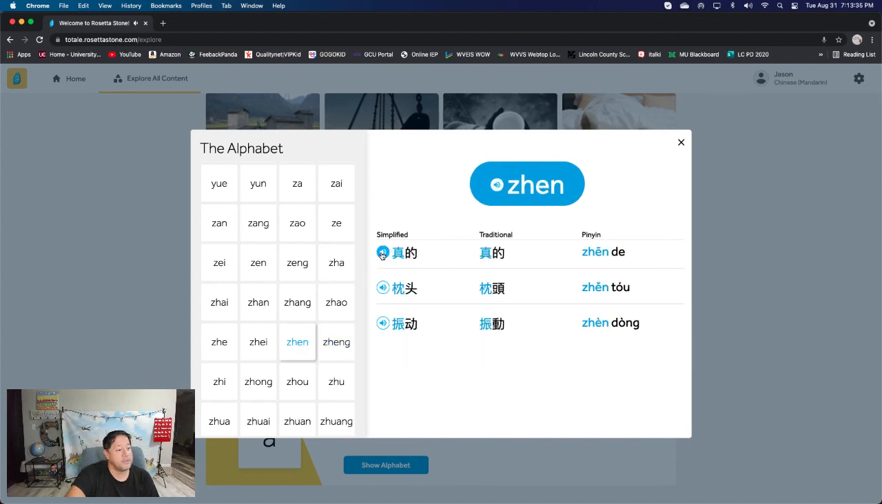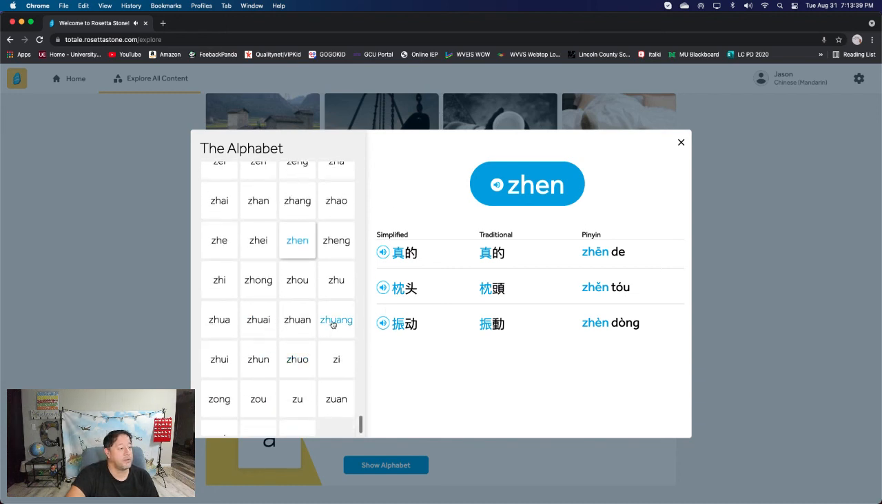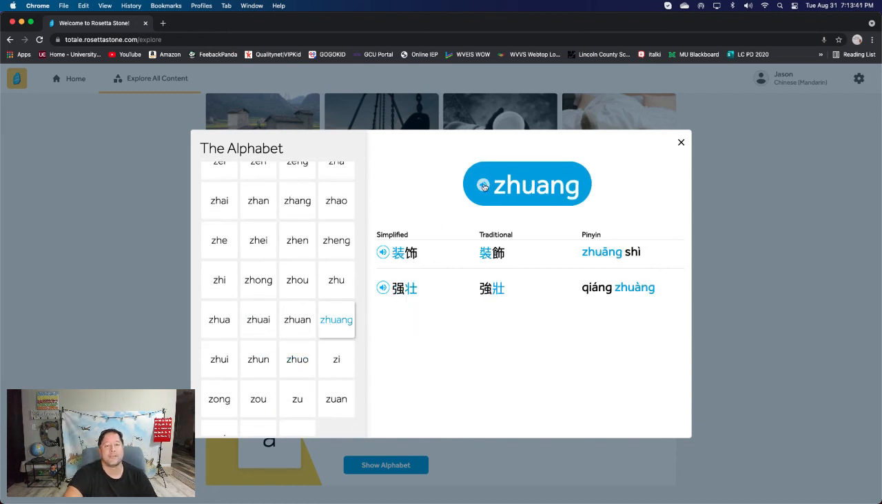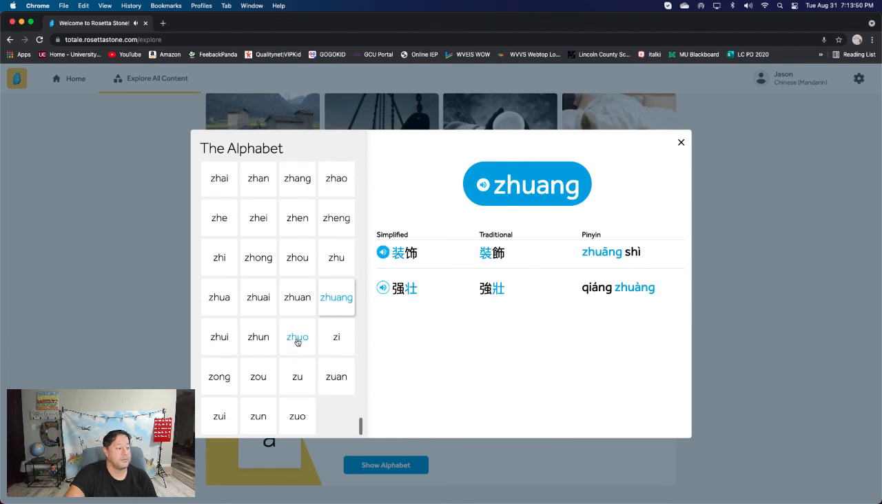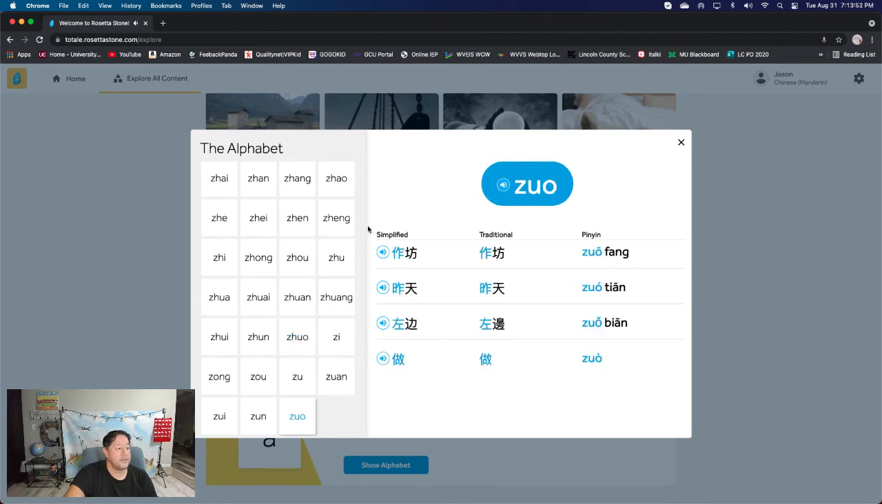真 Jen, 真的 Zhenda, 震动 Zhendong. Let's try this one. That's like a hard. 装 Oh, that's not bad. Zhong, 装饰 Zhong Shi, 装饰左 Zuo, 走 Zo.